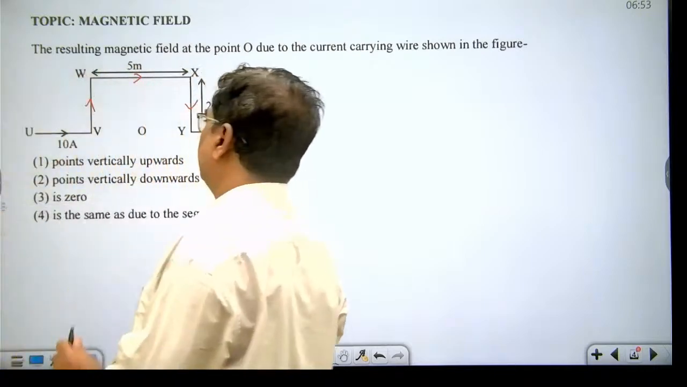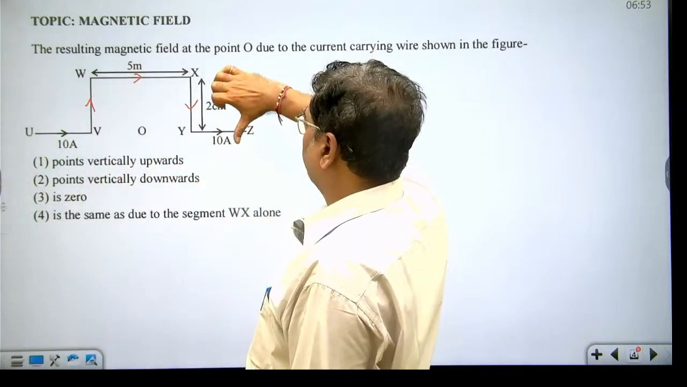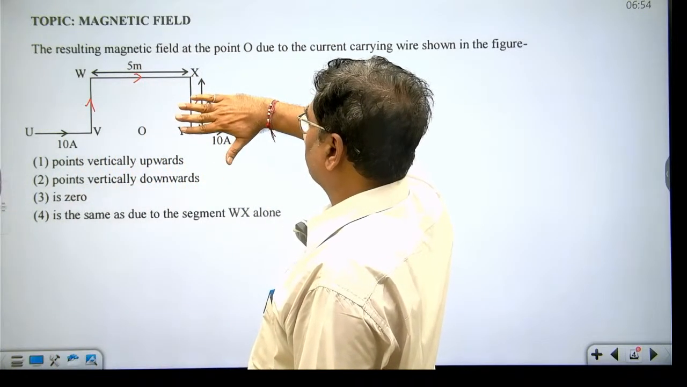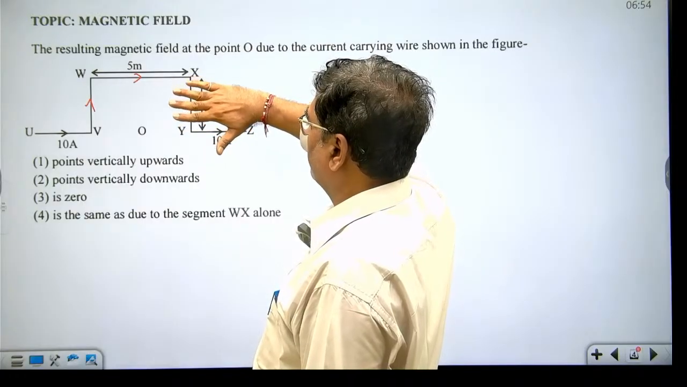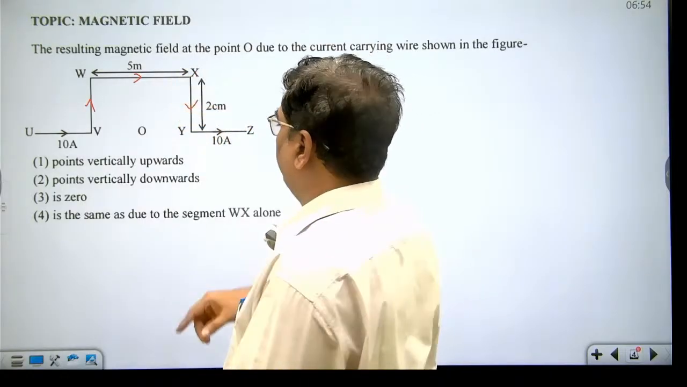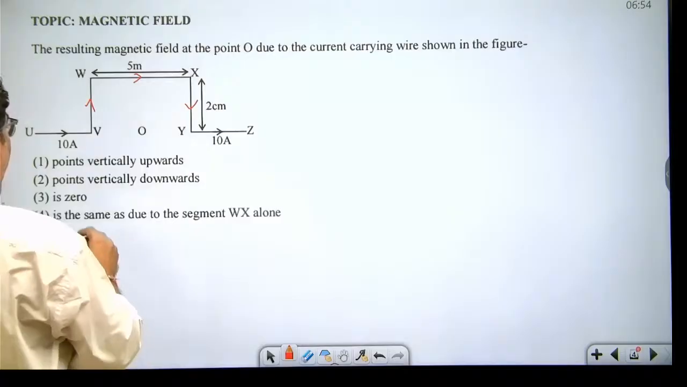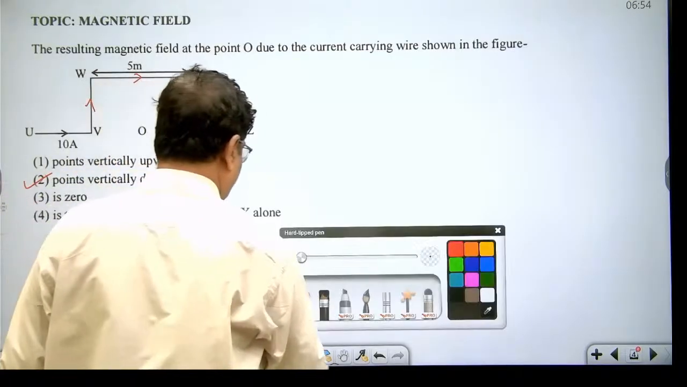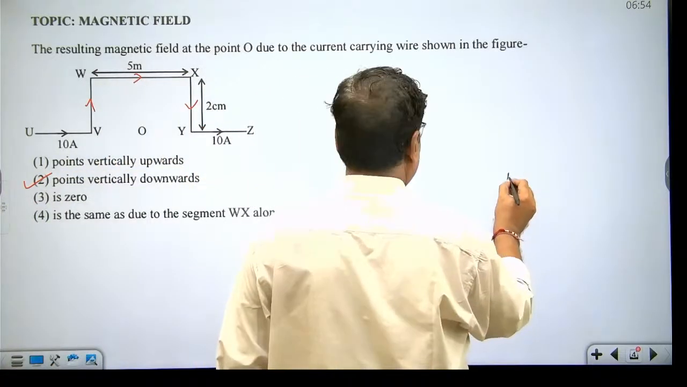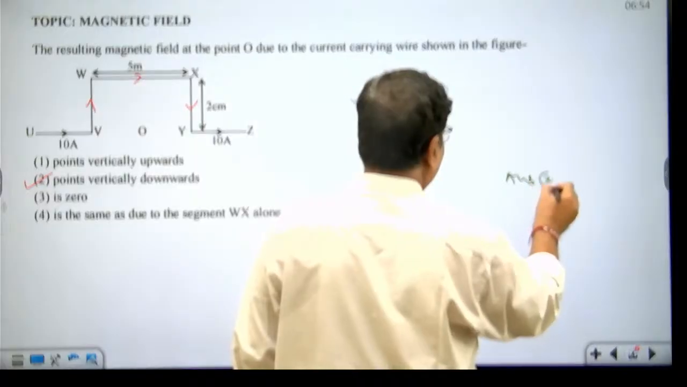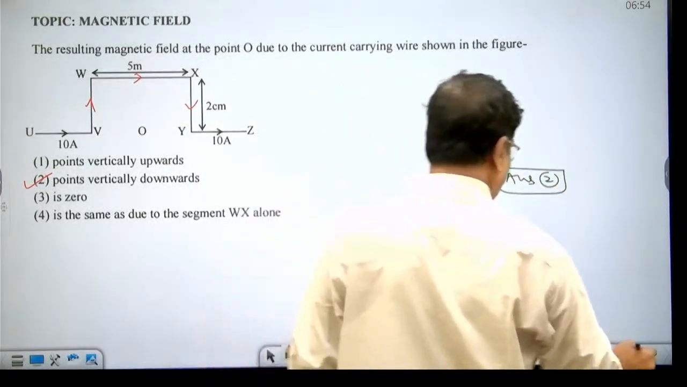Because how to determine the direction? Keep the right hand thumb in the direction of current and fingers in the direction of the observation point, then the direction outward normal to the palm indicates the direction of the magnetic field. So here the magnetic field will point vertically downward. So out of four choices, the correct answer is option 2. Okay.